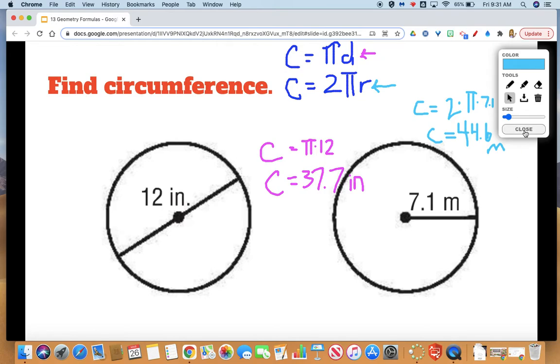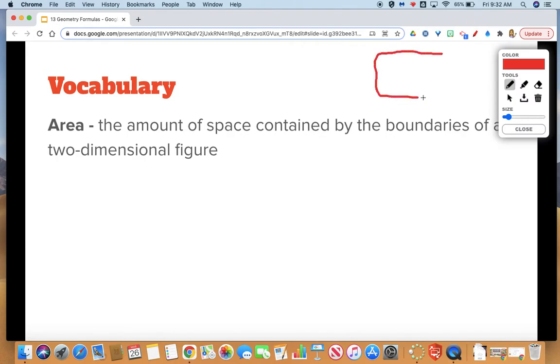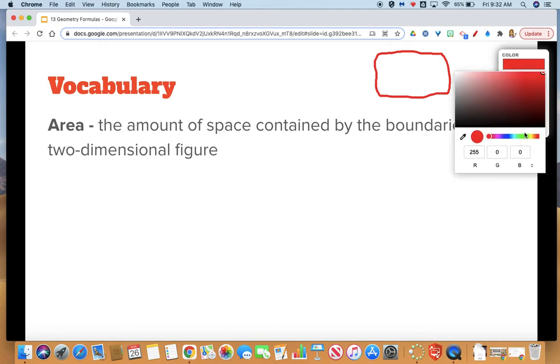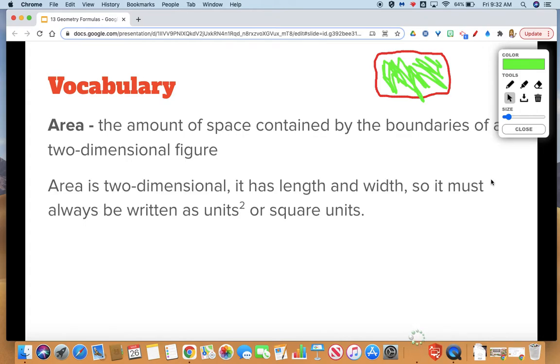Let's continue on to area. Area is the amount of space contained by the boundaries of a 2D figure. Earlier when we were talking about the fence being around the backyard and you can measure that distance around, well, if you think about the grass that fills up this backyard, that would be the area, the space inside those boundaries. Area is measuring length and width, so it must always be written as units squared.